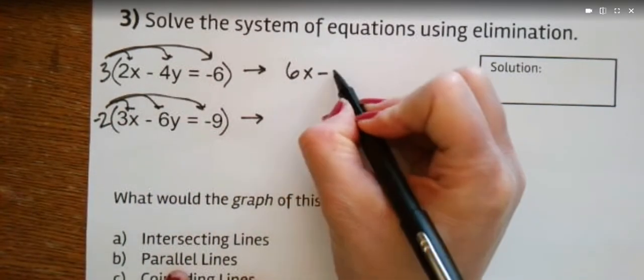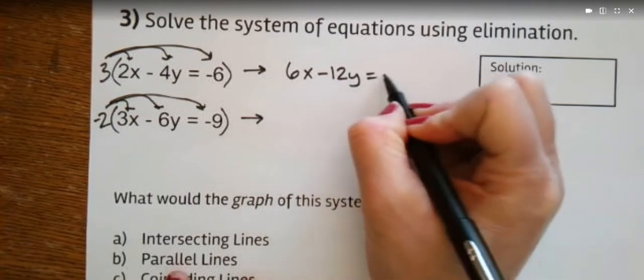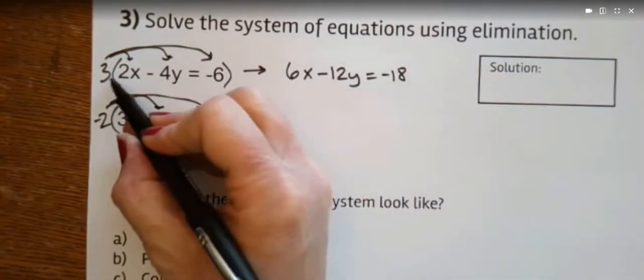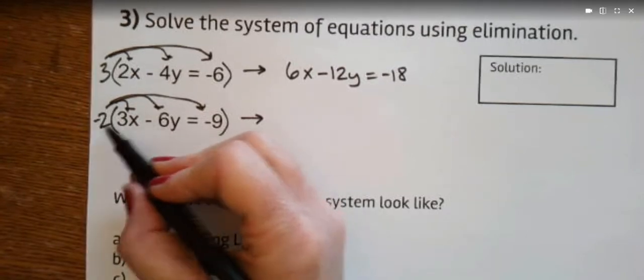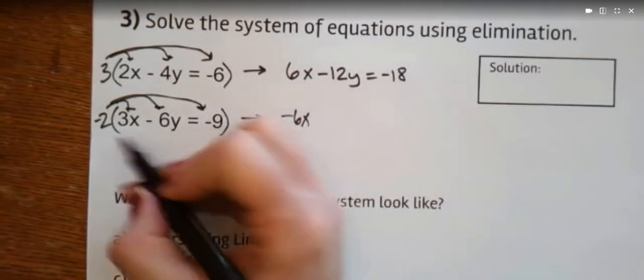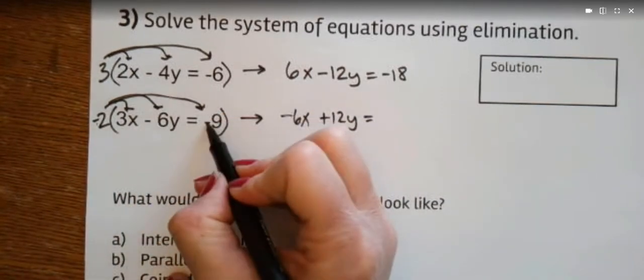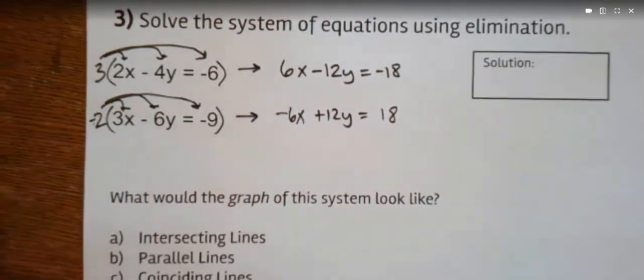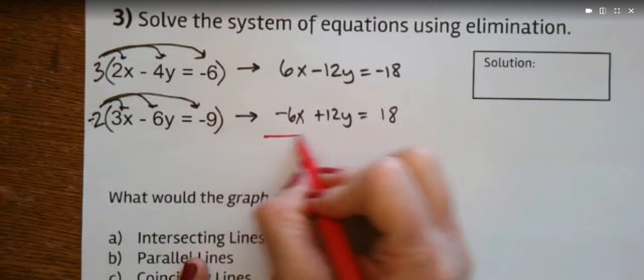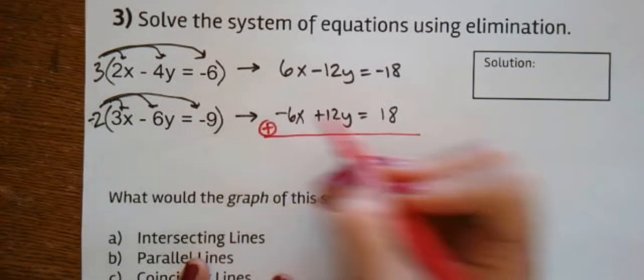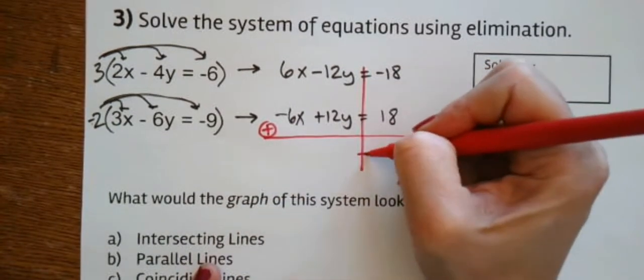So 6x minus 12y equals -18. Just tripled everything there. Now here I'm multiplying by -2. So -6x, -2 times -6 is +12y, and -2 times -9 is +18. Can you see what's going to happen here? All right, getting ready to combine the equations together.